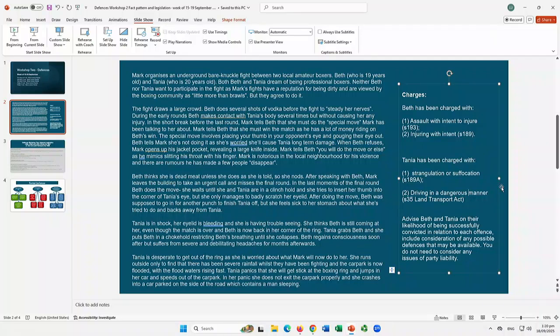Okay, any questions before we start? Has everyone who wanted a copy of the legislation and facts on paper got one? Okay, great.